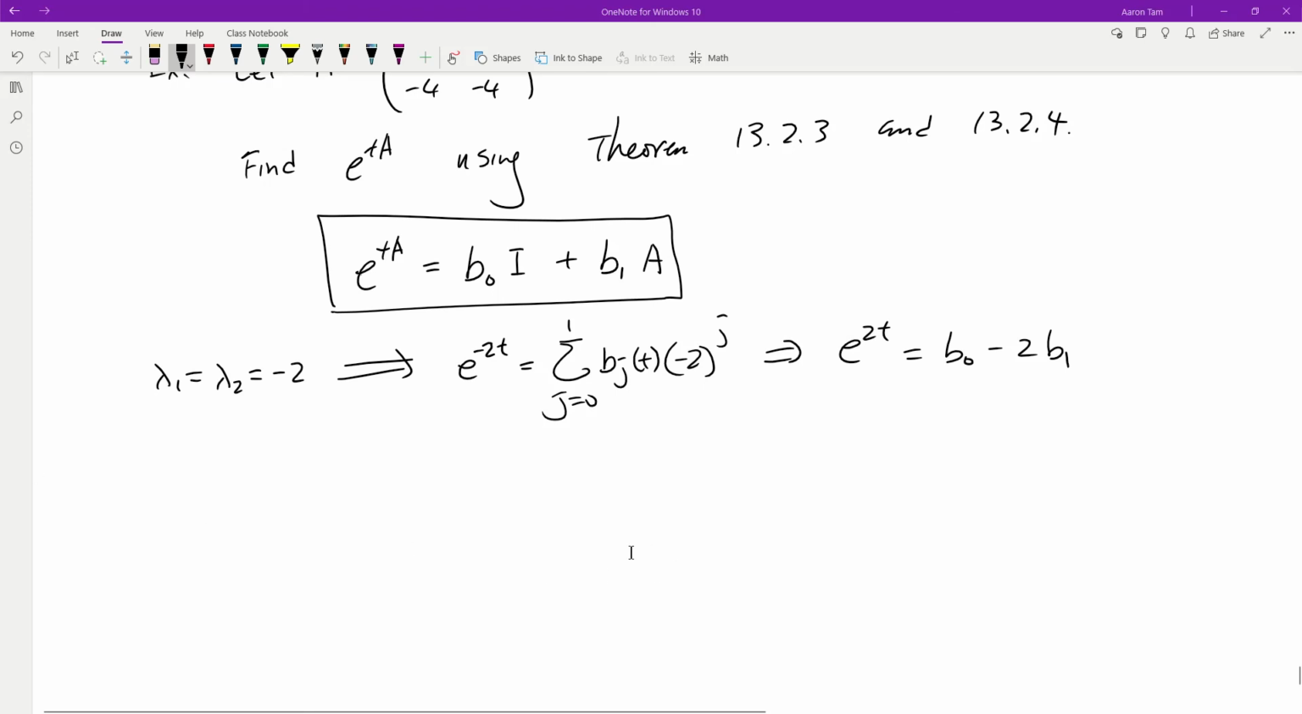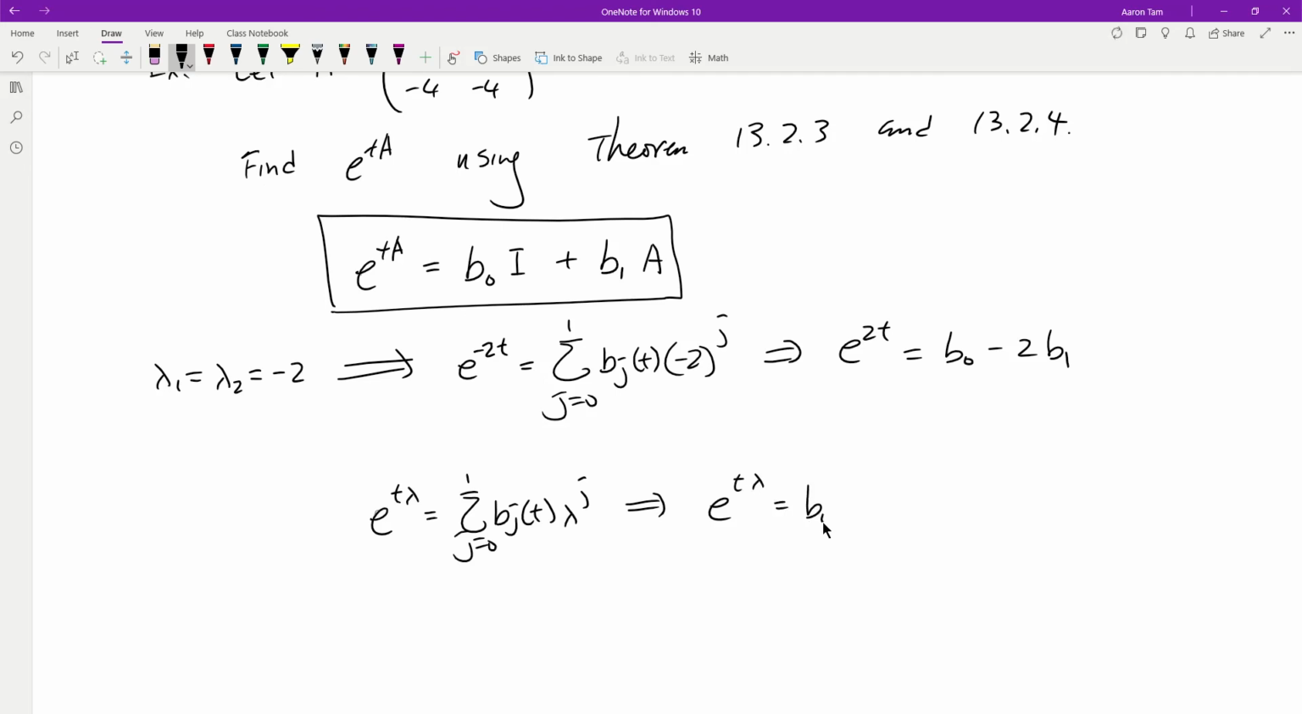So the tricky part to use the second part of the equation correctly is to not put in lambda yet, but actually figure out what the derivative looks like first. According to theorem 13.2.4, e to t lambda is equal to the summation j from 0 to 1 of b sub j of t times lambda to j. And therefore it results in this equation: e to t lambda is equal to b sub 0 plus lambda b1.